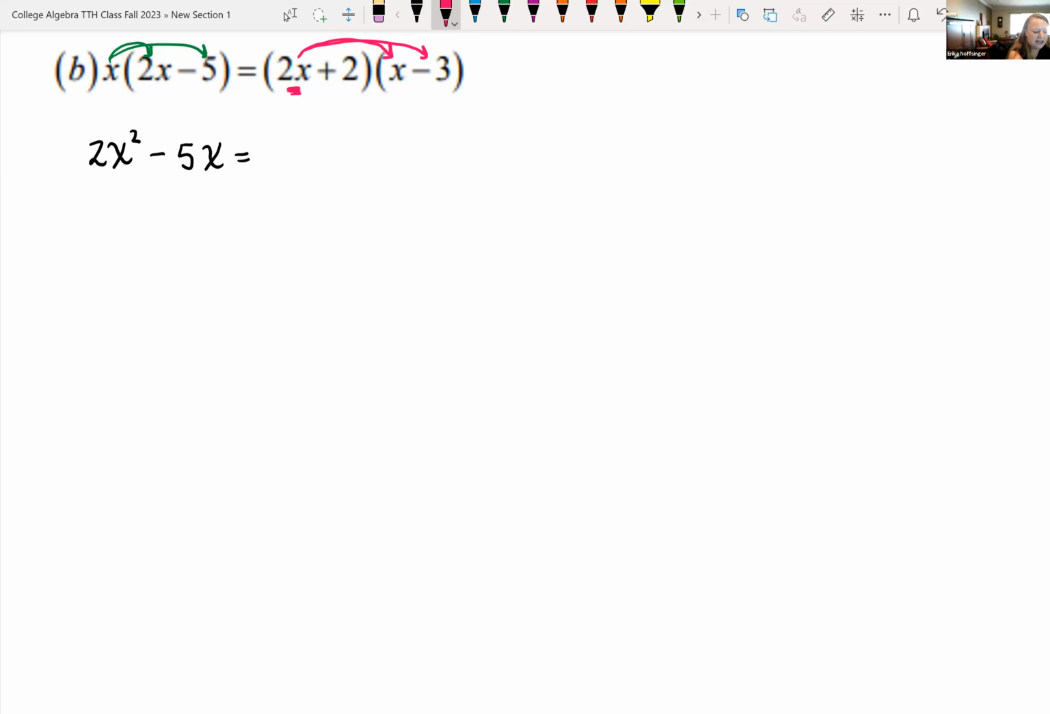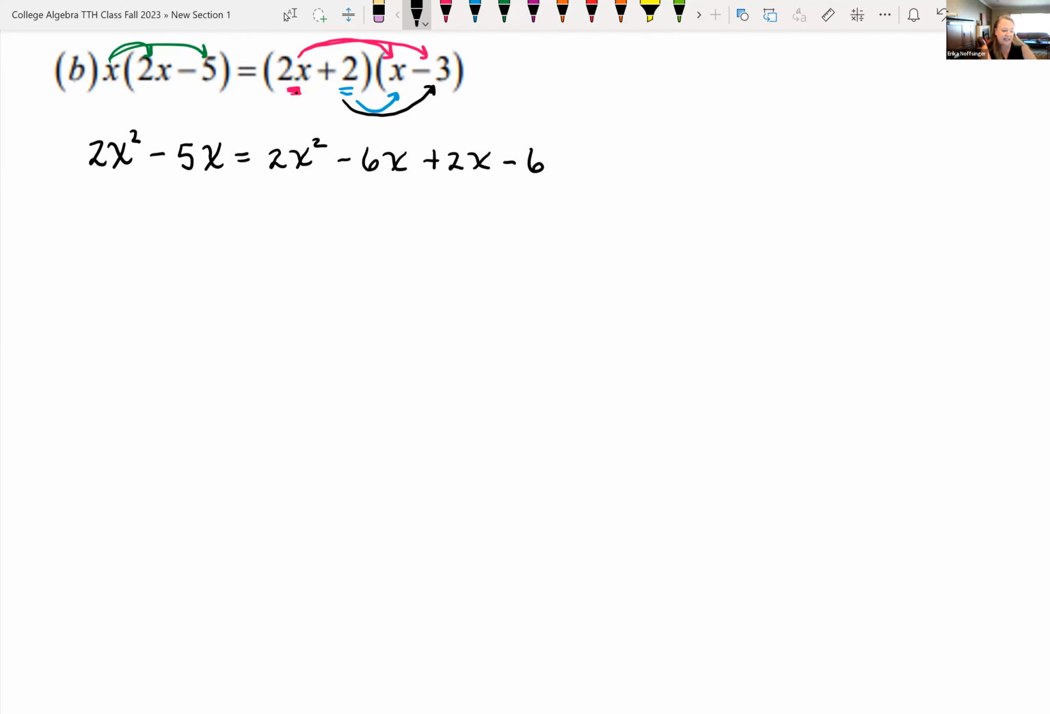So I need to look at what is 2x times x. Well, 2x times x is 2x squared. I have to look at what is 2x times negative 3. That gives me minus 6x. Now I have to take the next term in the first parentheses and distribute it. So I have 2 times x, which gives me plus 2x. And I have 2 times negative 3, which gives me minus 6.